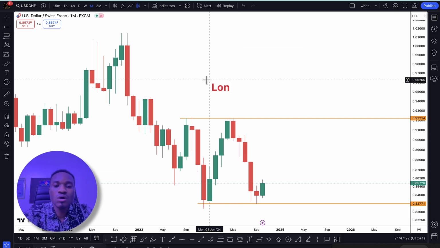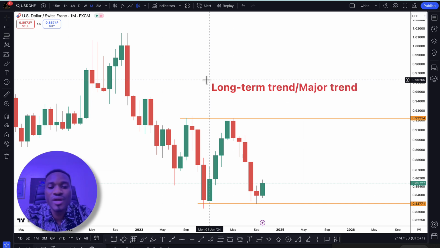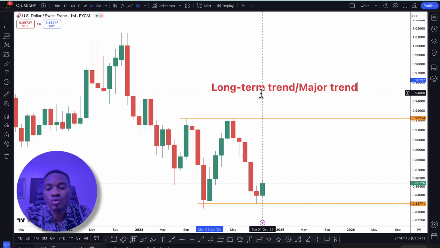Long-term trend, or you can call it major trend. Any trend which is more than a 12-month calendar period, or a movement which is above the annual cycle, is what we call the major trend or the long-term trend.